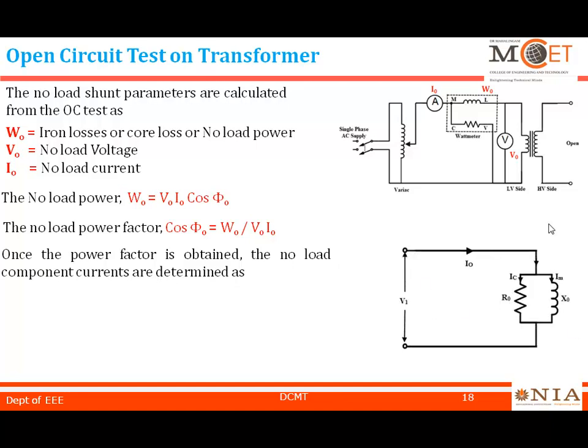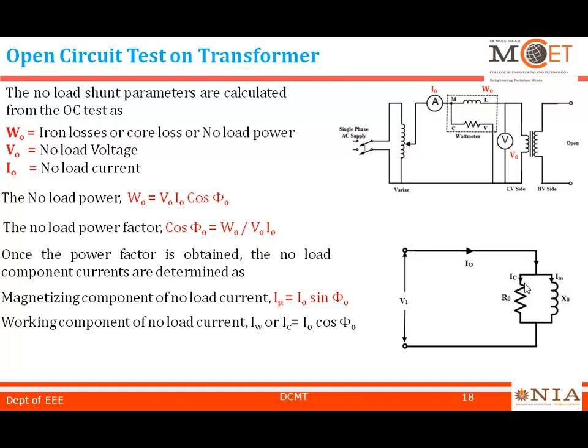So this is the equivalent circuit. In this you are going to find I mu and IW or IC. These are the components. The magnetizing component of the no load current, I mu or Im, is equal to I0 sin theta naught. The working component IW or IC is equal to I0 into cos theta naught. These are the two components. When you add these two components, you get the no load current I0.